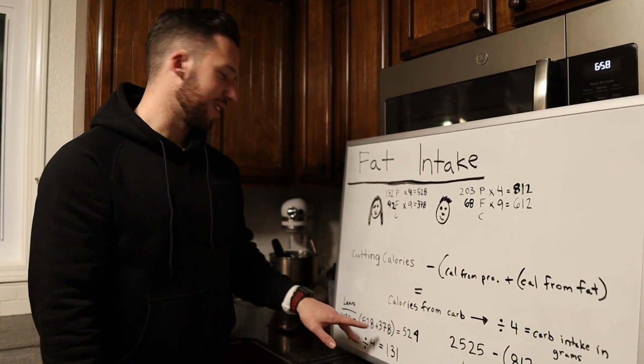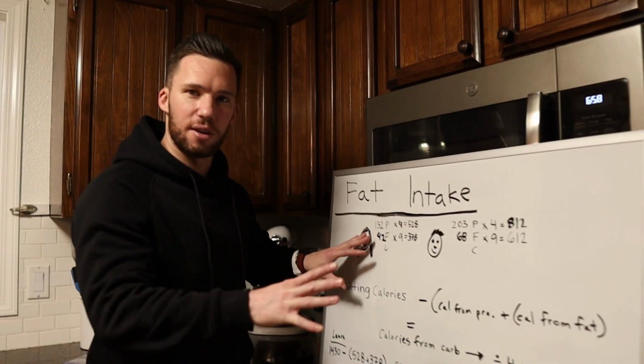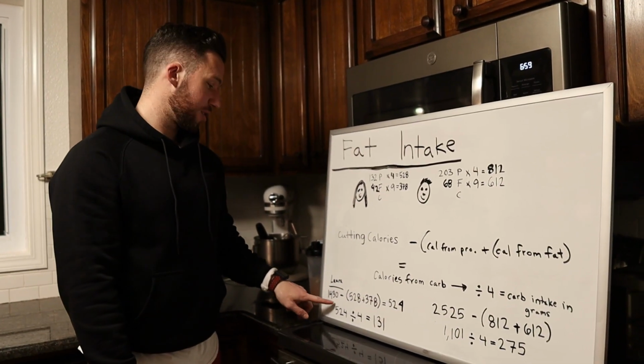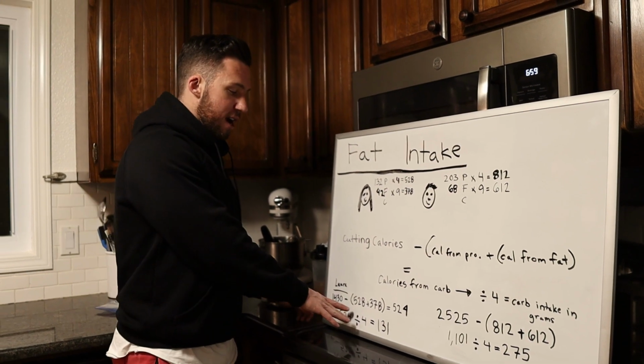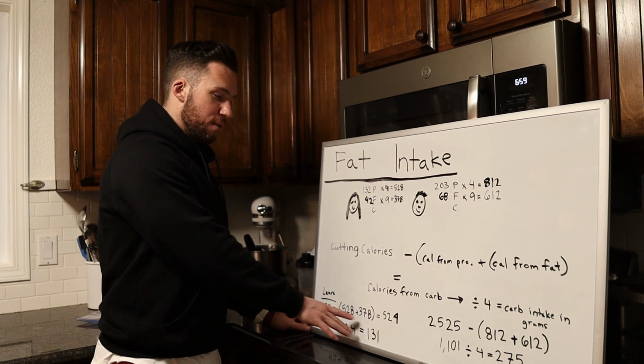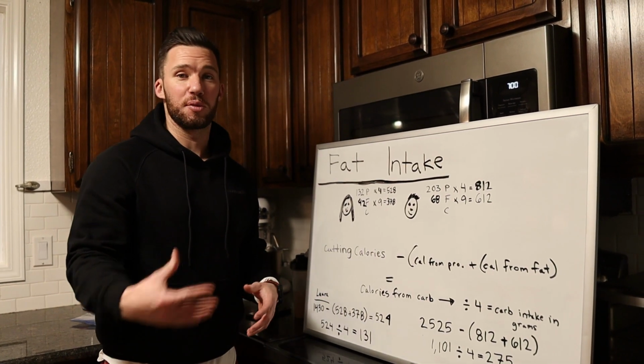I did it on the calculator. And you would take your cutting calories, so your maintenance, subtract whatever. For her, it was 250. For her, cutting calories were 1,430. So then we're going to subtract her calories from protein plus her calories from fat, which is going to give us 524, which is going to be calories from carbohydrates.